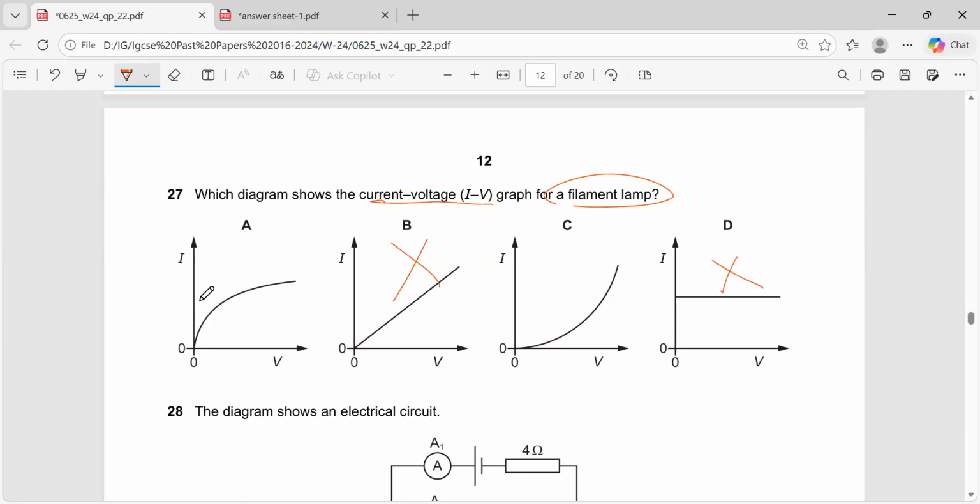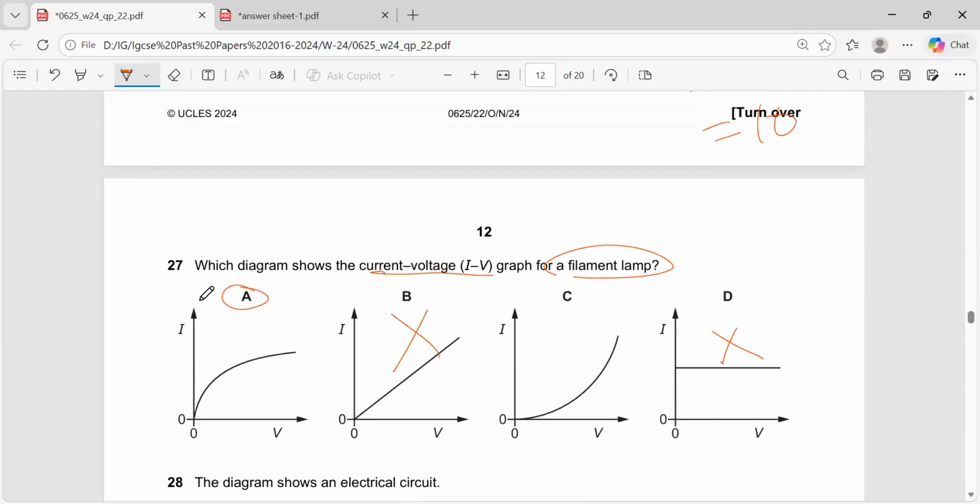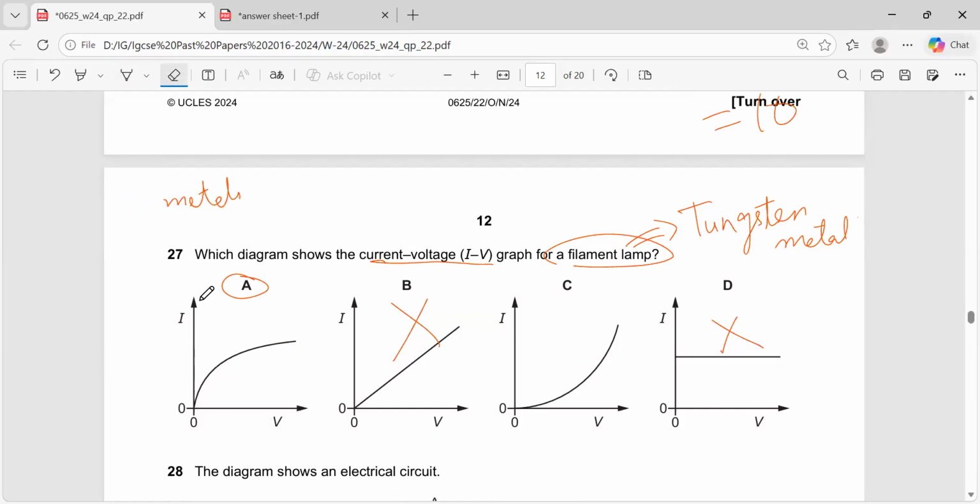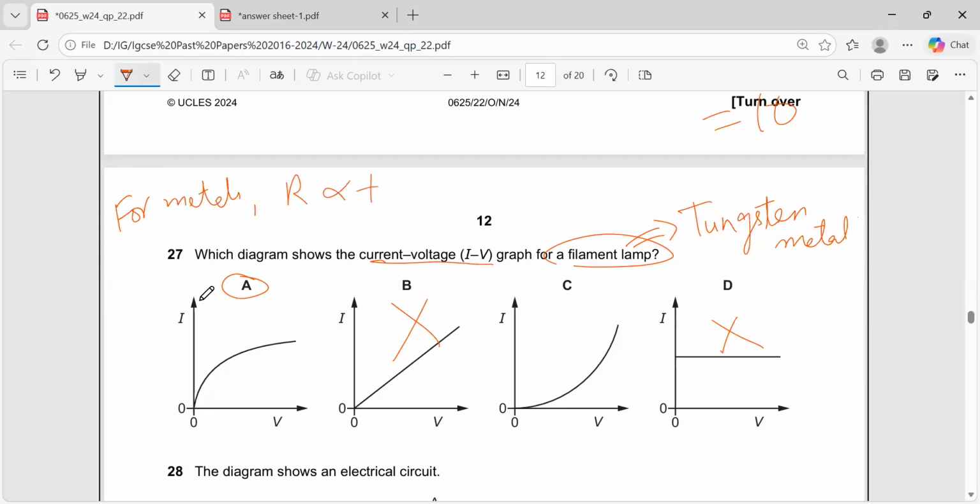Now, my dear friends, I will explain the filament lamp. A filament lamp in general is made up of tungsten filament, tungsten metal. And my dear friends, we also know that for metals, resistance is directly proportional to temperature.